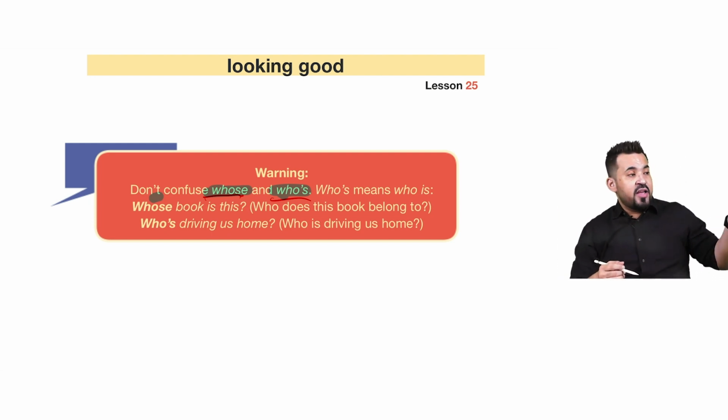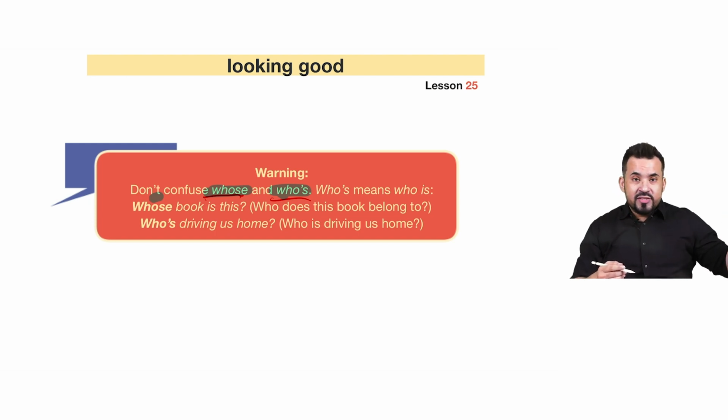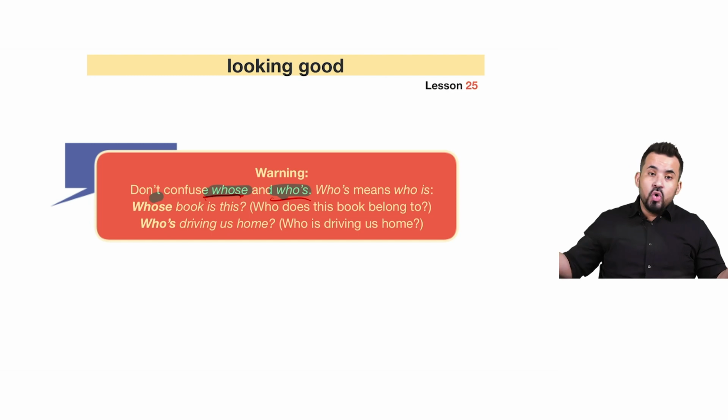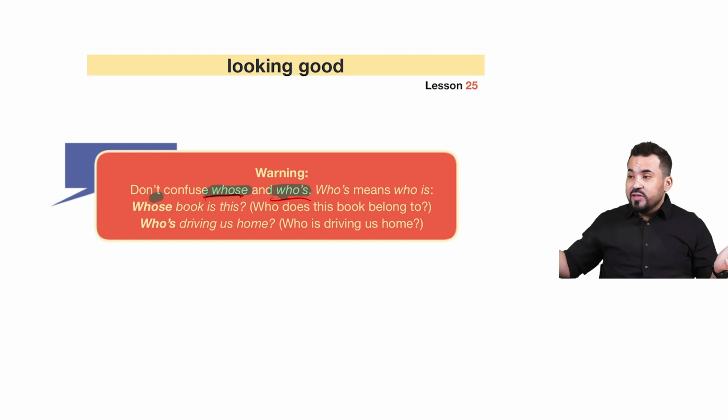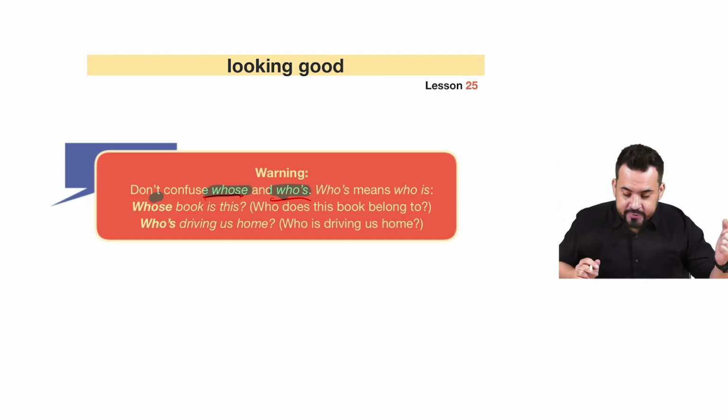Like for example, I say, whose car is this? Then I want to know who owns this car. But if I say, who's taking you to the party? Who's taking you to the party? That means I want to know who is going to take you to the party. I want to know the person who is going to drive you or give you a ride to the party.